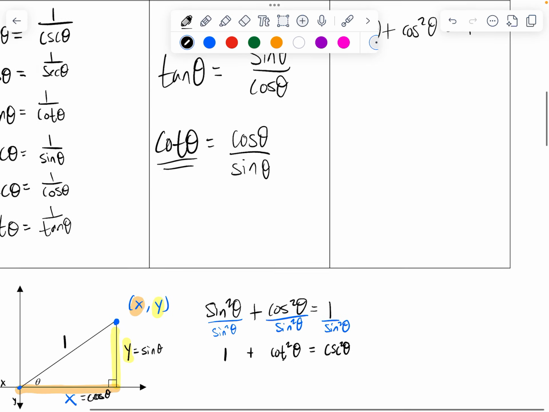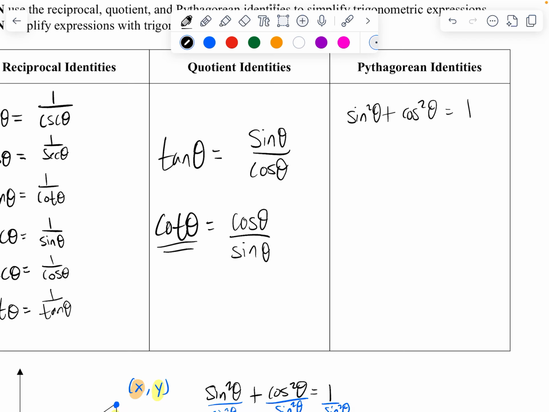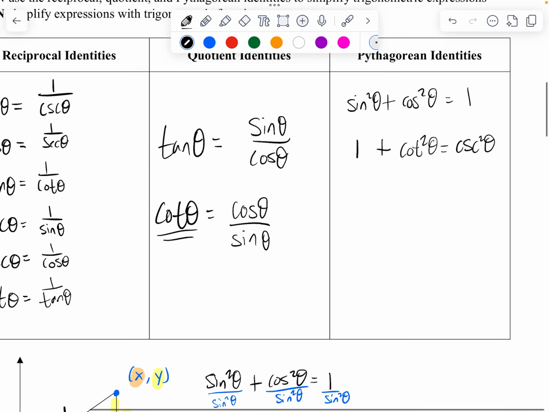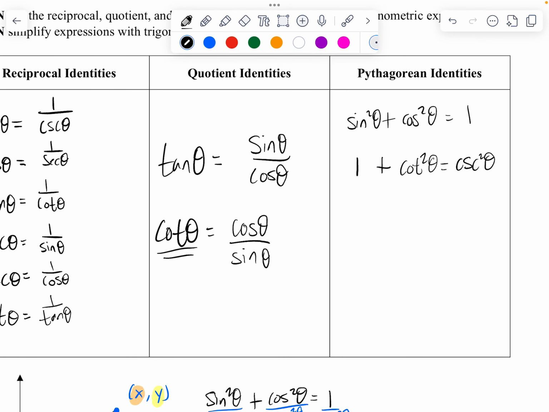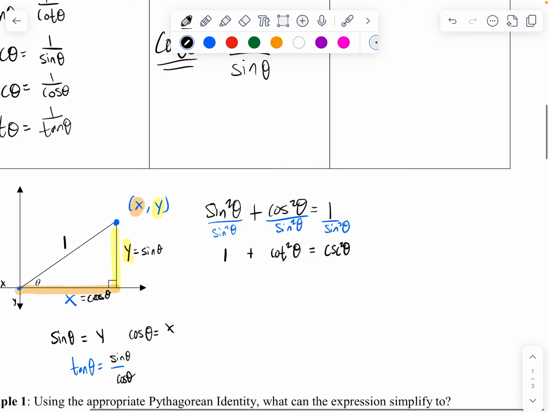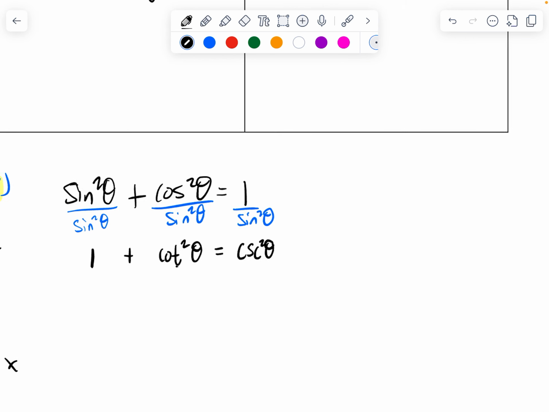Right? So then we get a still Pythagorean identity. It came from the original. But it's different enough that I usually count this as a separate Pythagorean identity, right? You have one for sines, cosines, one for cotangent, cosecant, right? And to get the third one, it's actually not too bad either, right?